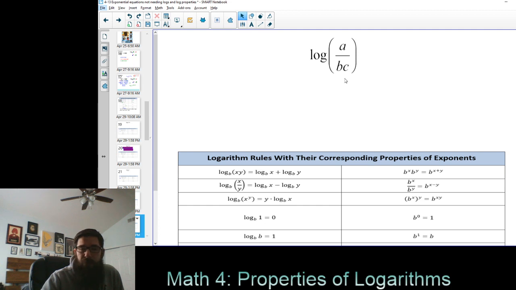Log of a over bc. Which properties am I going to use? It's basically the same sort of thing as last time. You could look at it as just this, or it's a combination of both of these.